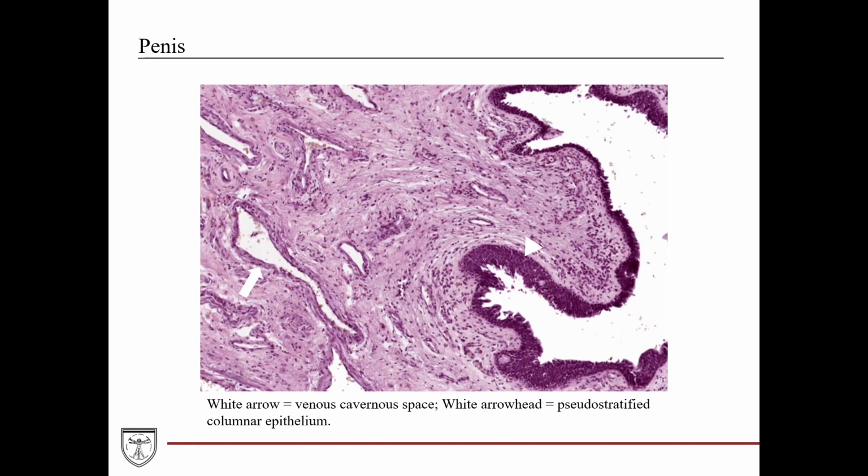If we zoom in, you can see the epithelium by this white arrowhead is that pseudostratified columnar epithelium here. And then the white arrow here is pointing towards one of these venous cavernous spaces. So remember, these will dilate and become engorged with blood during an erection.